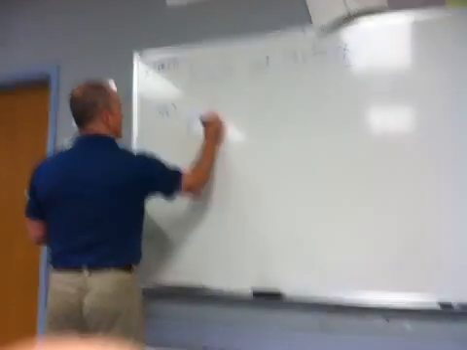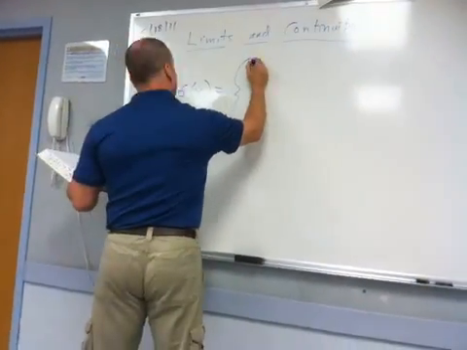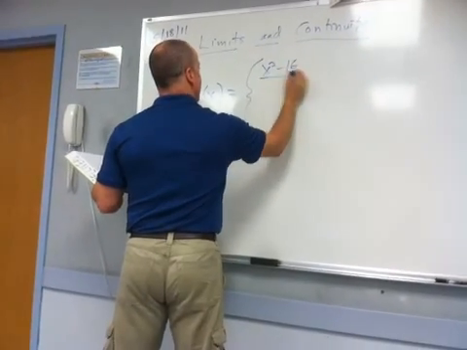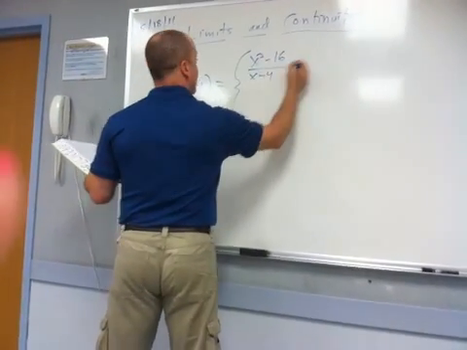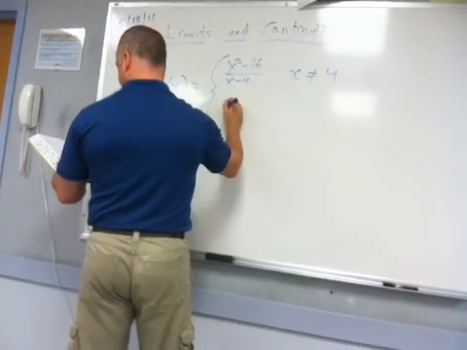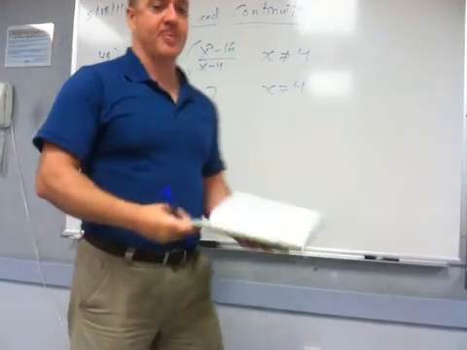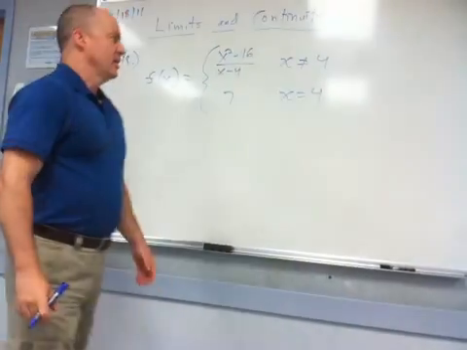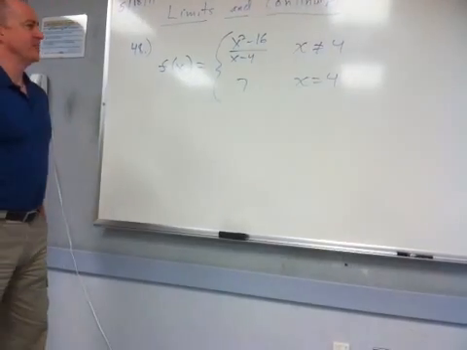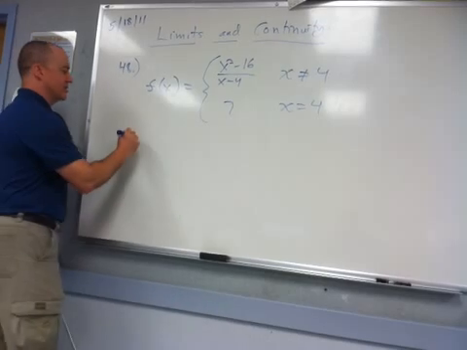f of x equals x squared minus 16 over x minus 4 if x is not equal to 4, and f of x equals 7 if x is equal to 4. Okay. The first thing you need to see, do you think this can be simplified? Yes. Okay, so let's start with that.